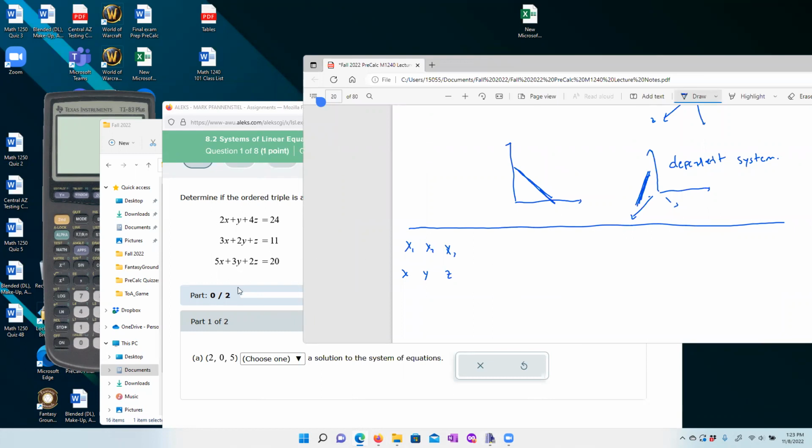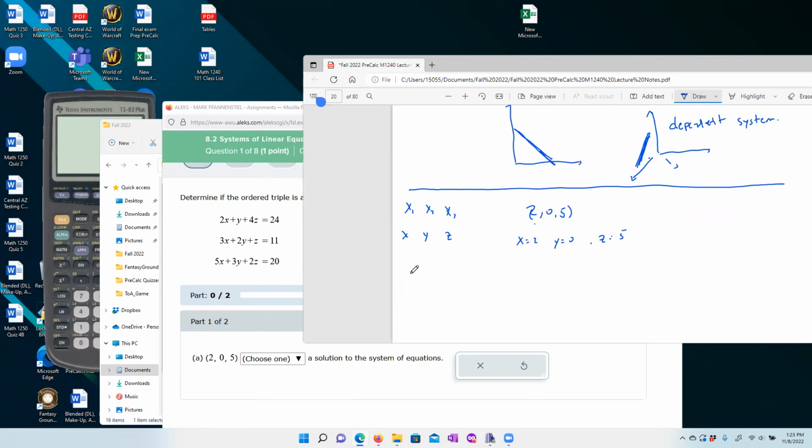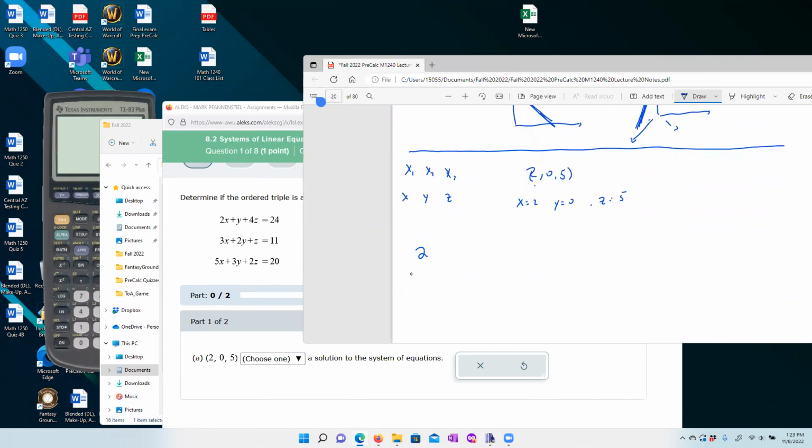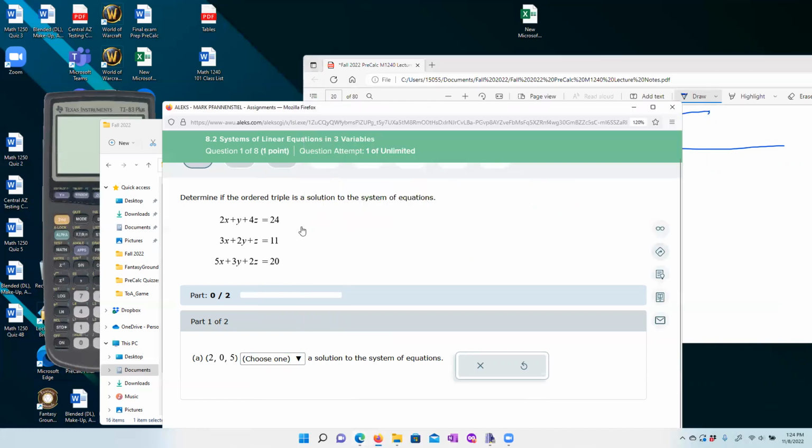And we are given that (2, 0, 5) is a possible solution. So that means x is equal to 2, y is equal to 0, and z is equal to 5. But we're going to see whether or not this fits. So in our first equation, we have twice x, which is 2, plus 0, plus 4 times 5 for my z. What is this going to be? We have 4 plus 20. This indeed equals 24. Check, it equals 24.